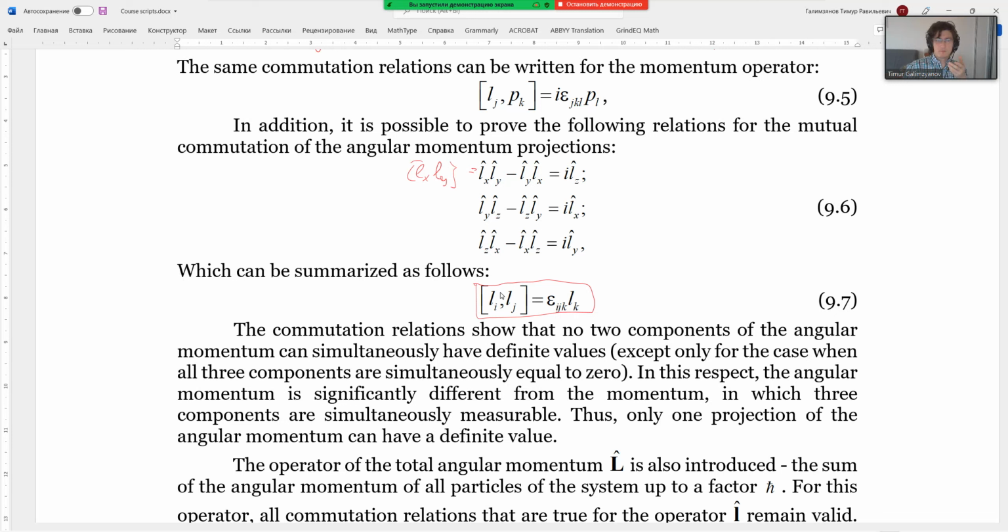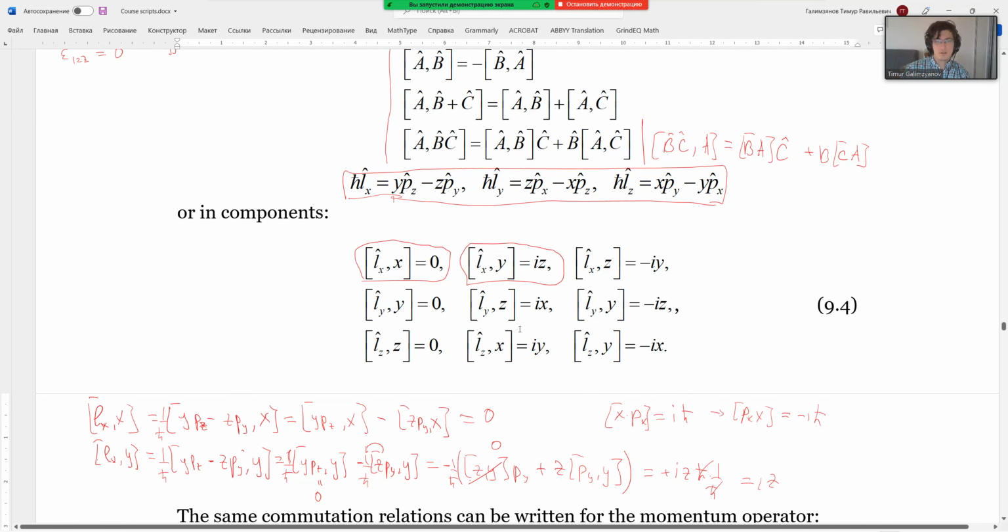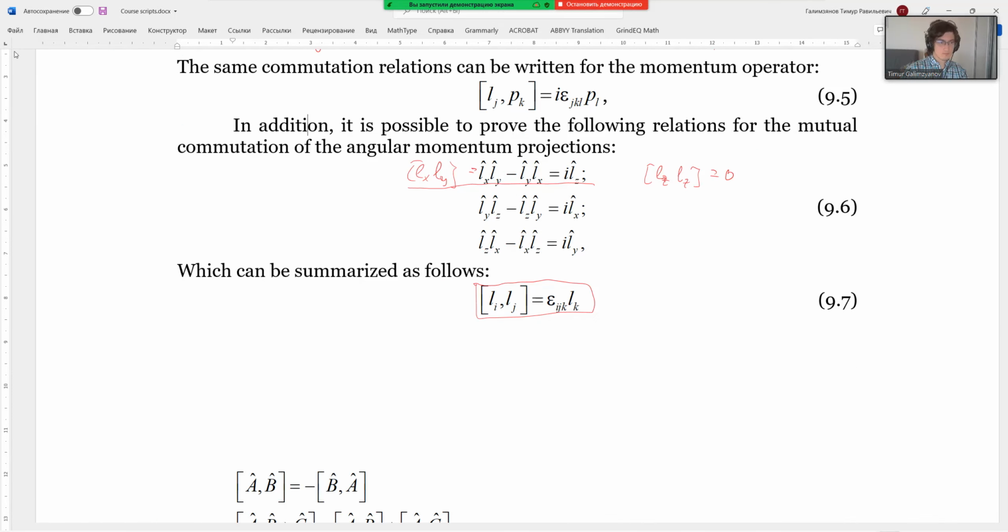However, the two equal operators, let's say Lz, always commute because they're equal. They can be permuted. So I'll give you another 5 minutes. Try to prove this relationship using all this, the Lx Ly commutator.